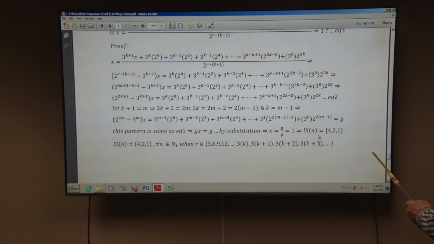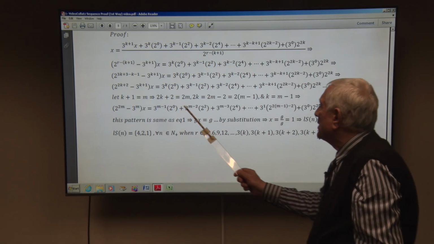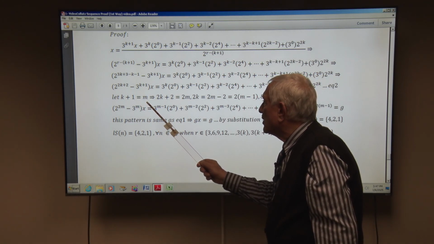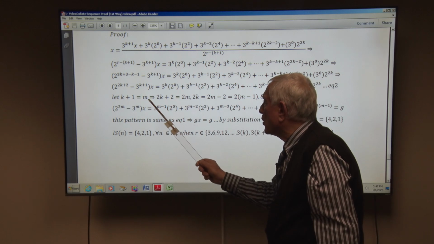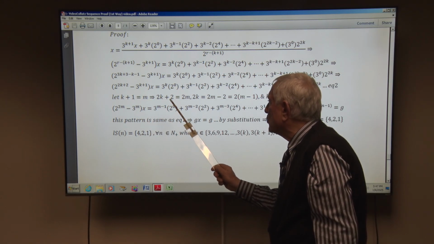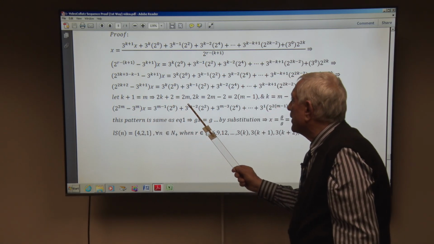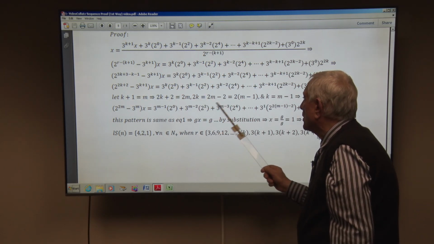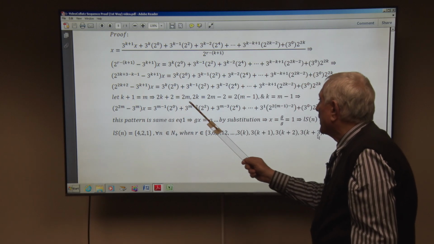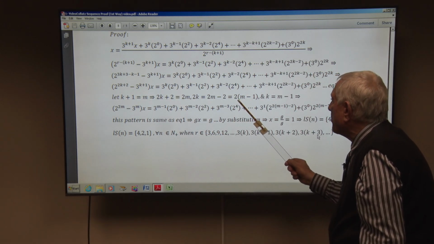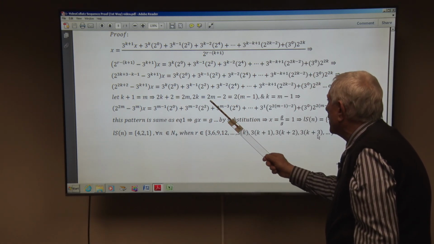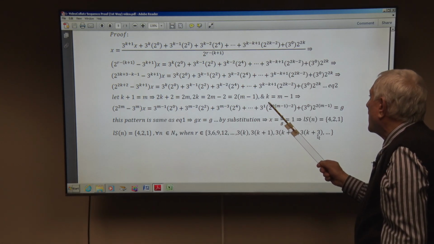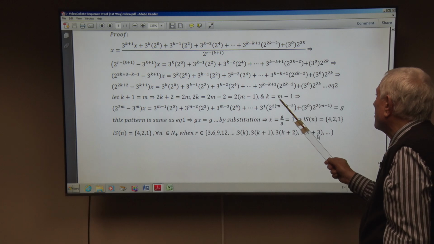Equation 2. I am in equation 2. I said k plus 1 equal m. Then, multiplying by 2, this equation becomes 2k plus 2 equal 2m. Then the 2k value is how much? 2m minus 2. Solving this equation, and then what will happen? And this one, 2 common, becomes m minus 1. And k equal what? m minus 1.